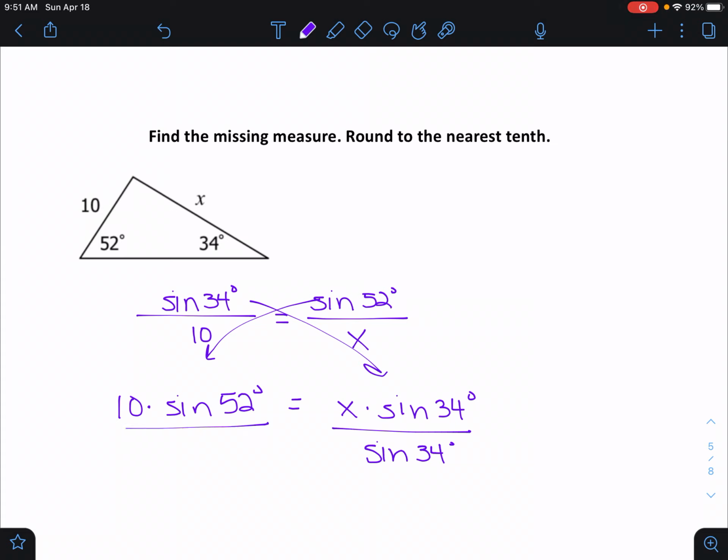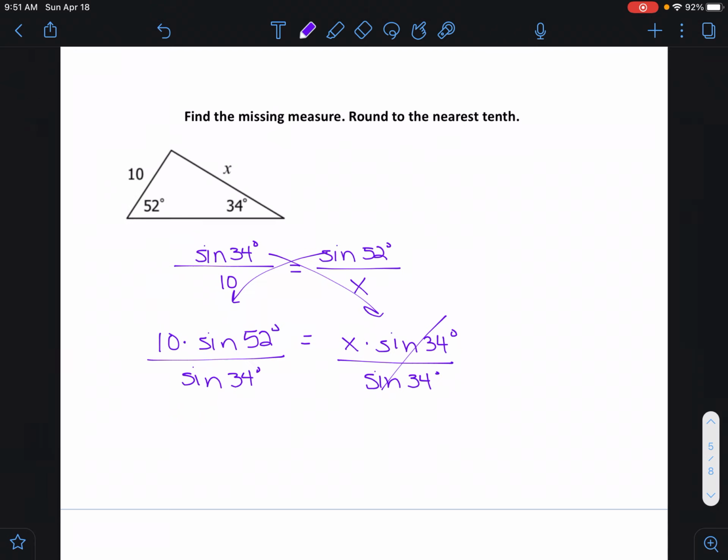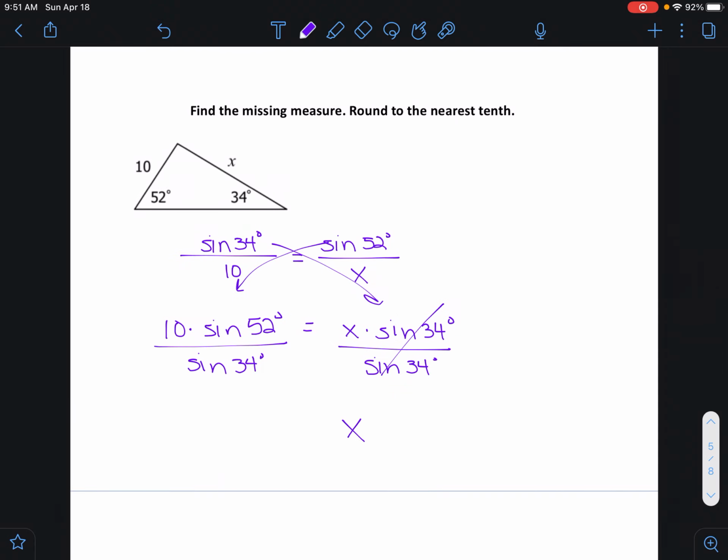So I'm going to write that. Okay, these would cancel, and then I'm going to type this in all at once. So this is 10 times sine of 52 degrees over sine of 34 degrees. Now I'm going to type that all in together into my calculator all at once. This is important. This will make your answer more accurate.